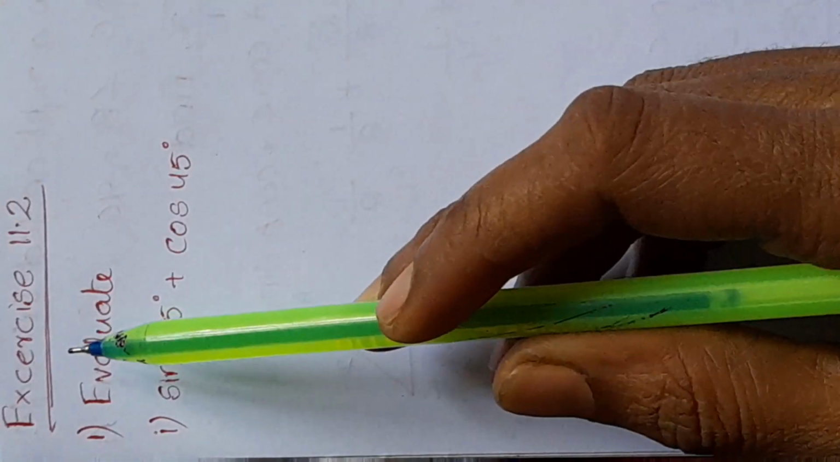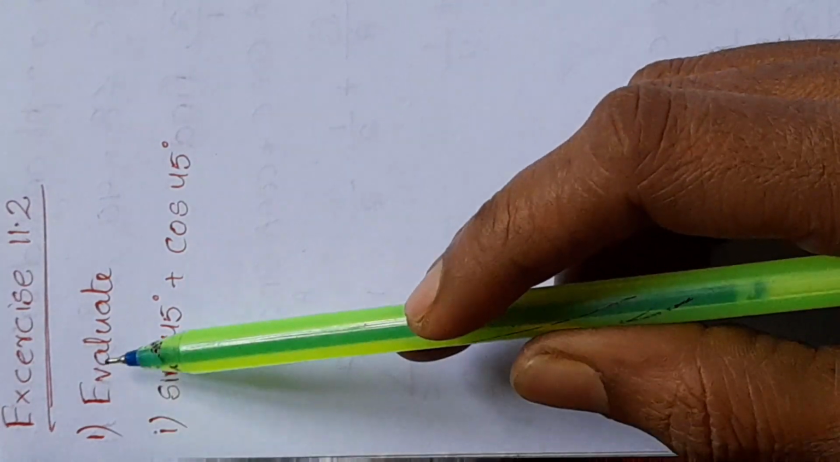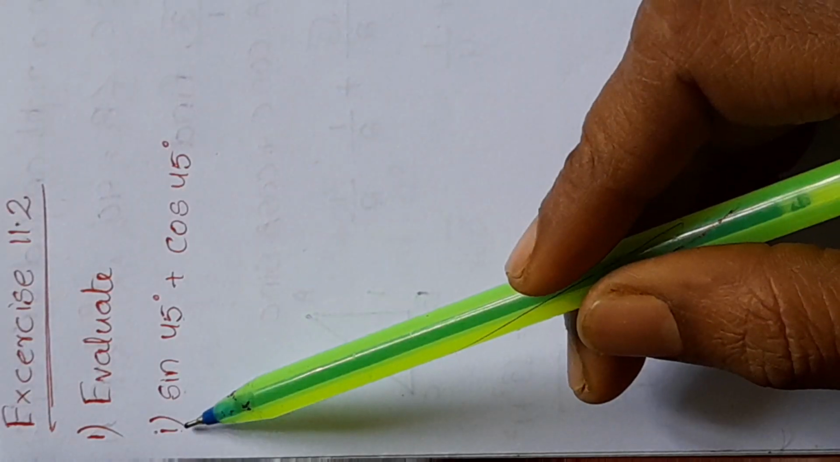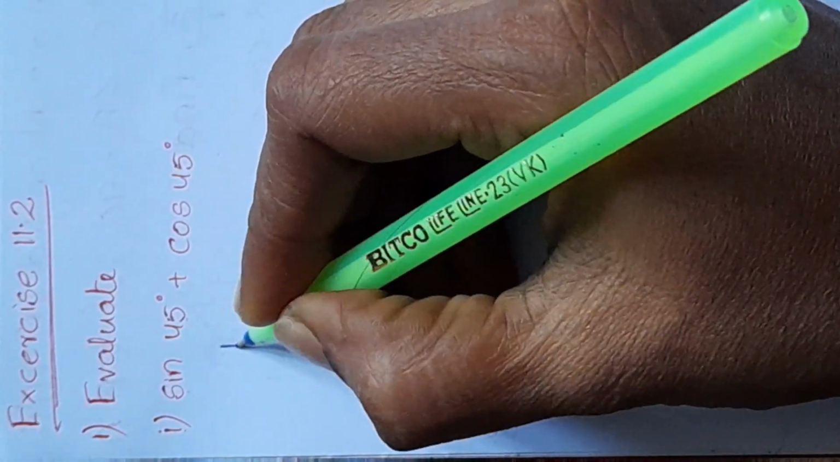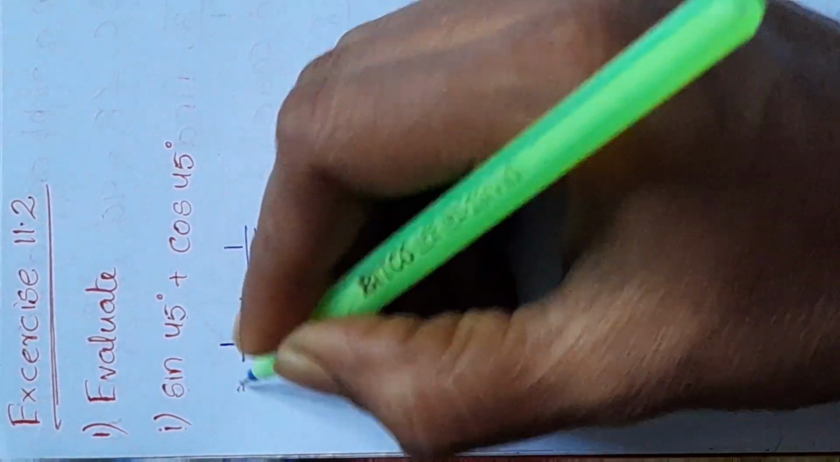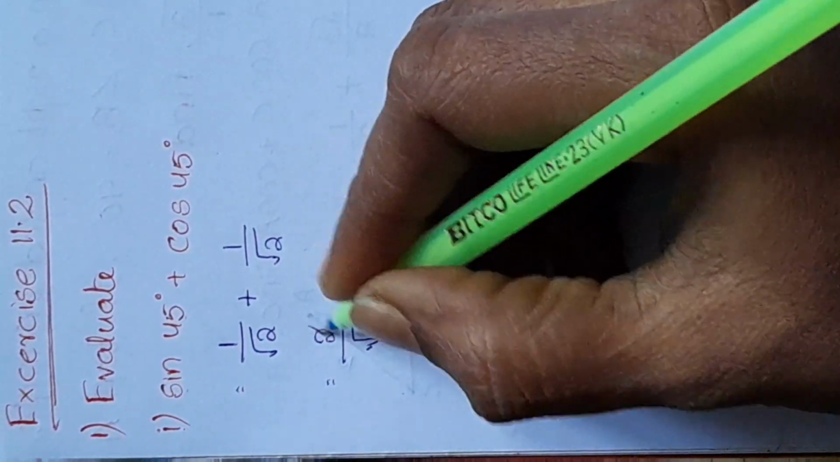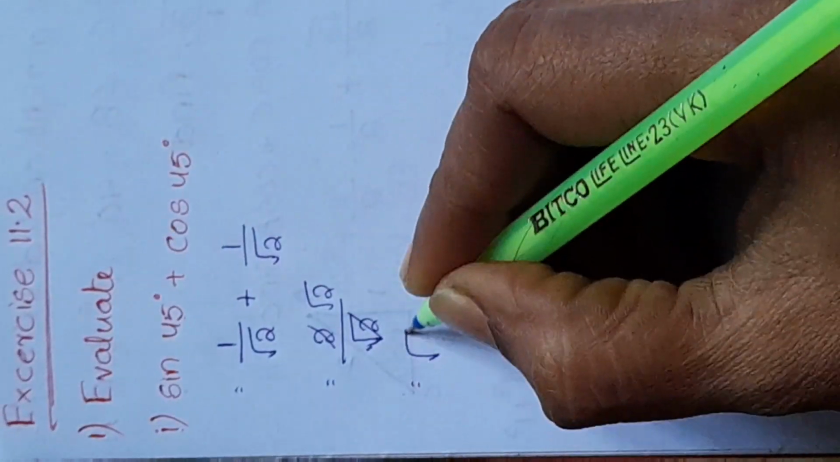Today let us discuss exercise 11.2 in trigonometry of 10th class. First question is evaluate. First one is sin 45 degrees plus cos 45 degrees. Sin 45 degrees value is 1 by root 2 plus cos 45 value is also 1 by root 2. We get this as 2 by root 2. Once and root 2 times. The answer is root 2.